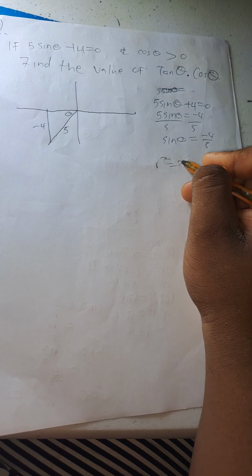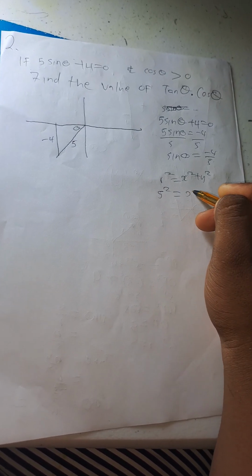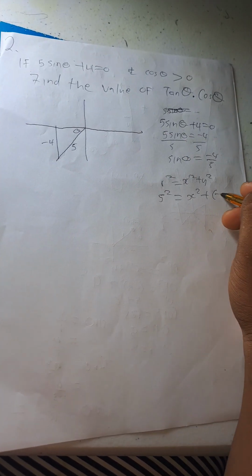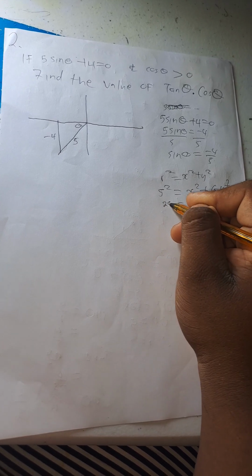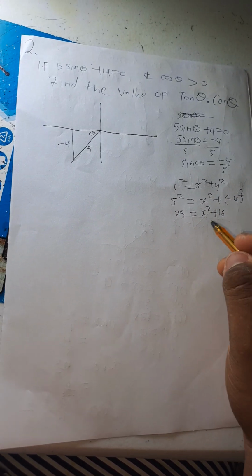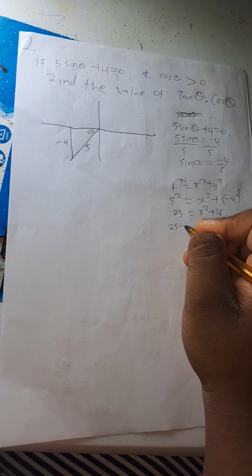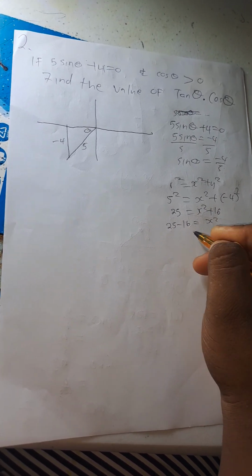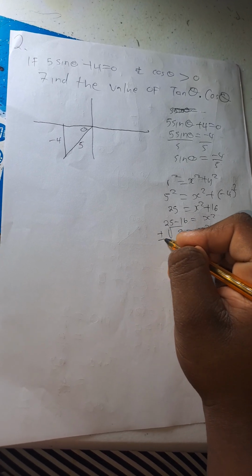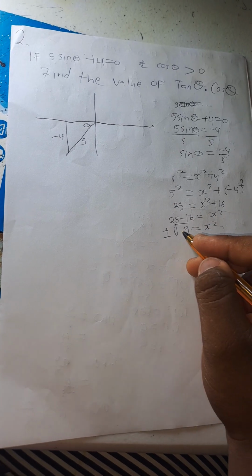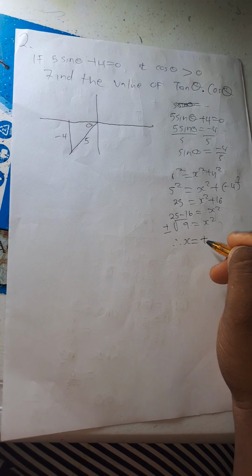R squared is equal to x squared plus y squared, and this is 5 squared is equal to x squared, and then it's going to be plus negative 4 squared. x squared plus 16, and then this is 25. 25 minus 16 is what? Is 9. So 25 minus 16 is equal to x squared. 9 is equal to x squared. And then I will do plus or minus the square root of 9, because you are now square rooting, so you have to say plus or minus, and then therefore my x is equal to plus or minus 3.